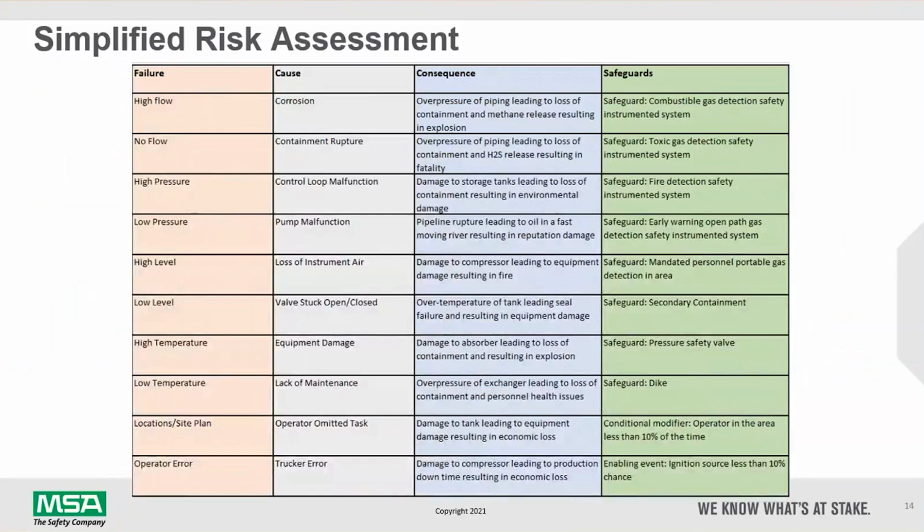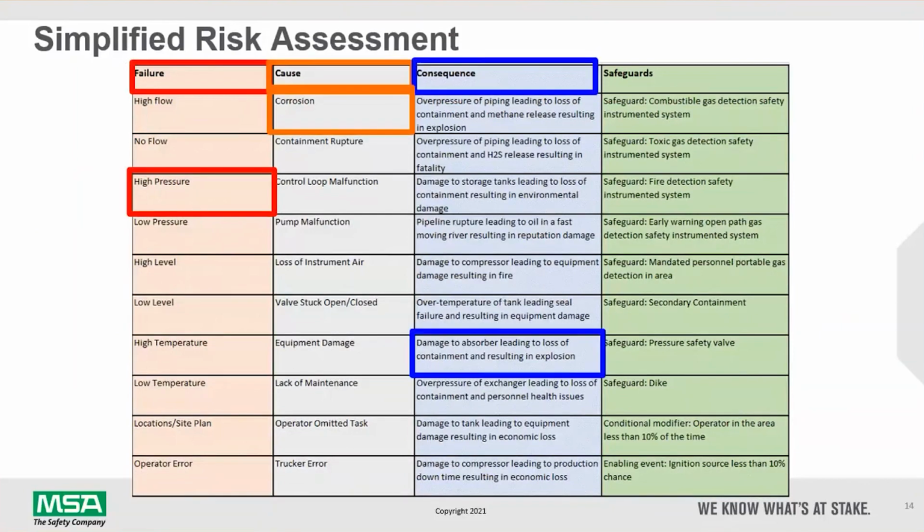Now you'll notice that we have to fill in some of the blanks in the table, and we have failure, cause, consequence, and safeguard that need to be thought through. Let's step through an example of how you might fill out the table. From a failure perspective, let's say we've got high pressure failure, and it's due to damage of the absorber, and that damage was caused by corrosion. So the consequence would be loss of containment and a resulting explosion. So what would we do as far as a safeguard? Well, we might implement a combustible gas detection safety instrumented system.